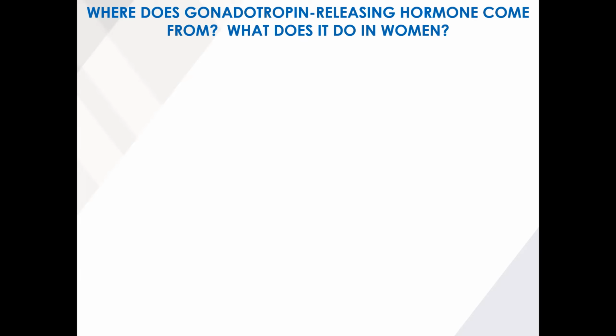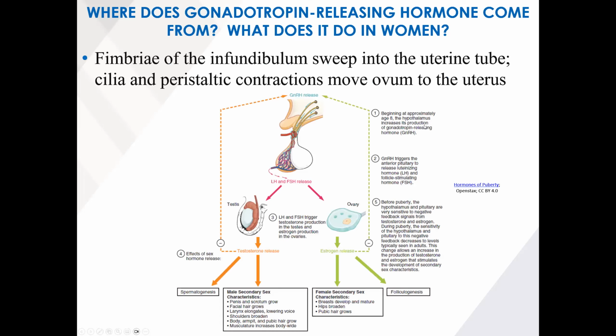So if we think about the endocrine system that we talked about before, gonadotropin releasing hormone is going to be coming from the hypothalamus, because the hypothalamus tells the pituitary what to do. So GnRH is going to then go to the anterior pituitary and tell us to release LH and FSH, hormones from the anterior pituitary. And these are going to tell us to do a couple of different things.